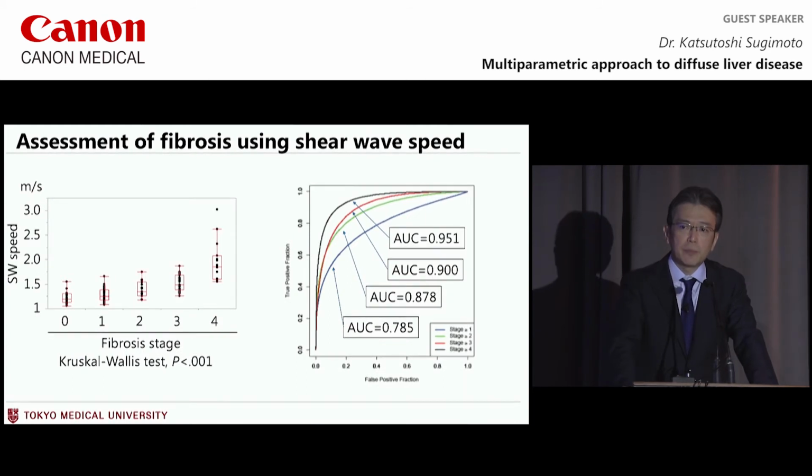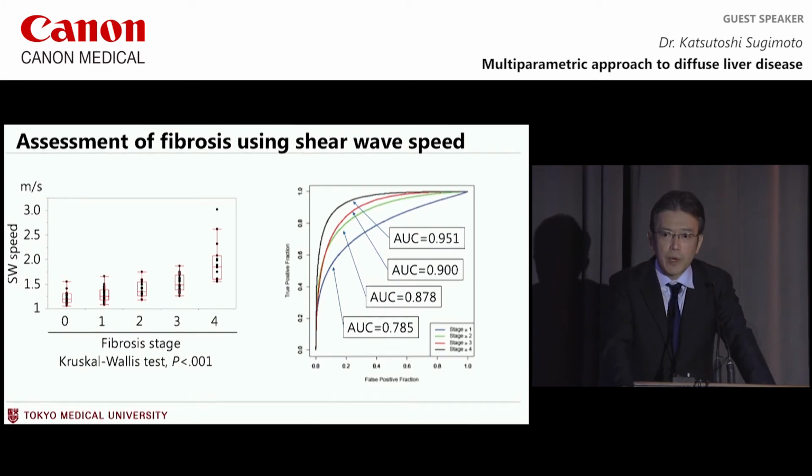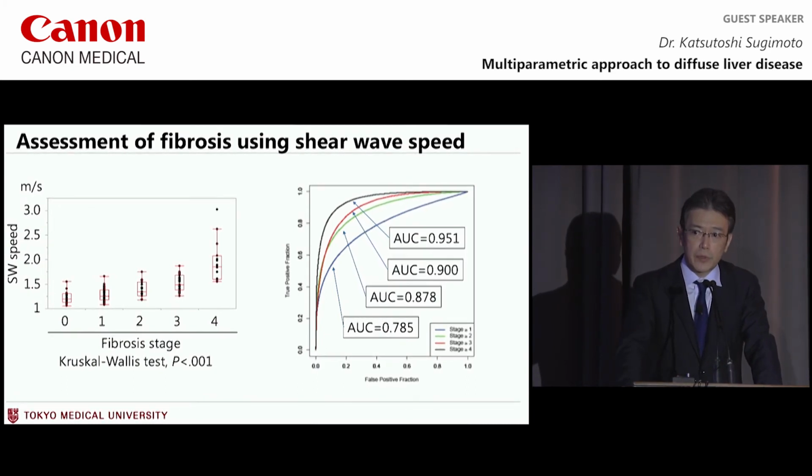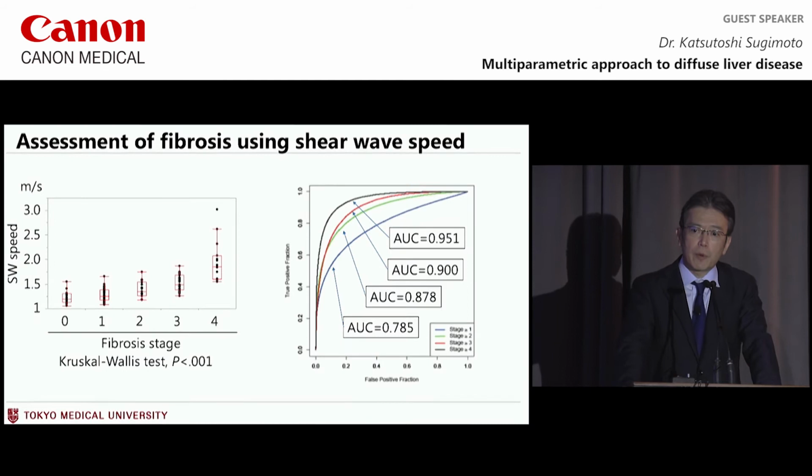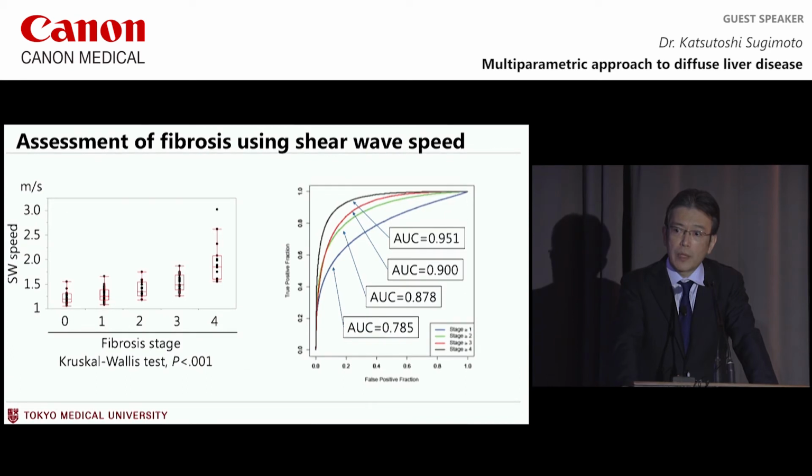And this slide shows the assessment of fibrosis using shear wave speed. As you can see, the box plot showed that as fibrosis stage increases, shear wave speed increases like this. When we classified fibrosis grade 0 versus others, the AUC was 0.75, and when we classified fibrosis grade 0 and 1 versus others, AUC was 0.878. And when we diagnosed fibrosis grade 3 and 4, AUC was 0.9, and to detect cirrhosis, AUC was 0.951.